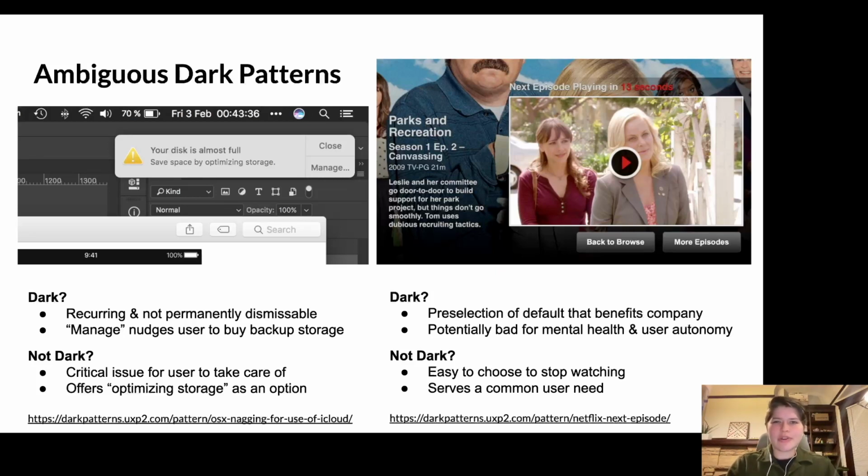On the right, we have a streaming site automatically playing the next episode when we finish a show. On one hand, this is super useful if I'm binging a show and want to see the next episode. It serves a pretty common user need. On the other hand, it's an example of a platform opting me into a decision that may be bad for my mental health that keeps me using their system.